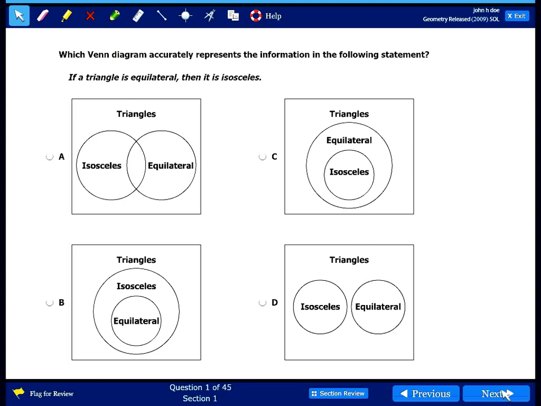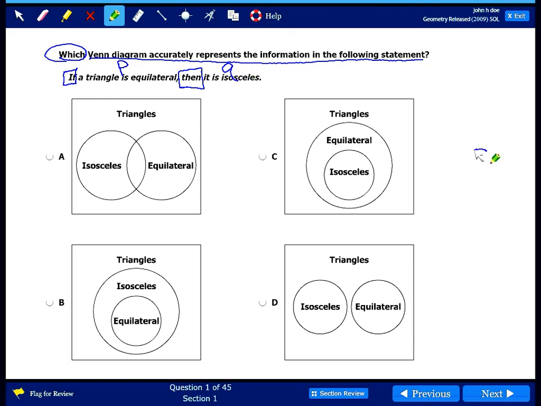Number one, we're dealing with a Venn diagram. So we've been doing this all year. It says which Venn diagram accurately represents the information in the following statement. So we have an if-then statement. If a triangle is equilateral, then it is isosceles. So our two key words here are if and then. So remember, what comes after the if is called our hypothesis. We abbreviate that with a P, and the conclusion is the Q.